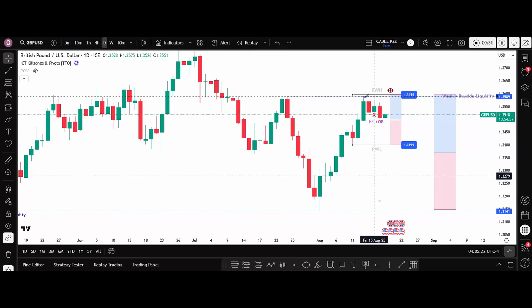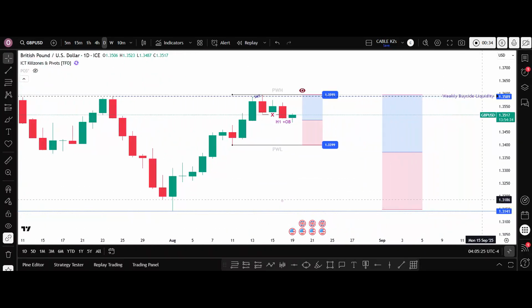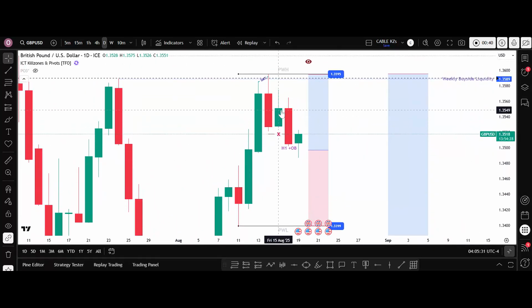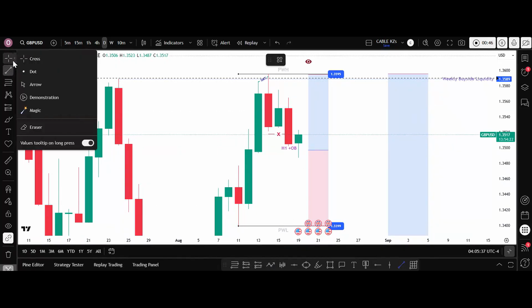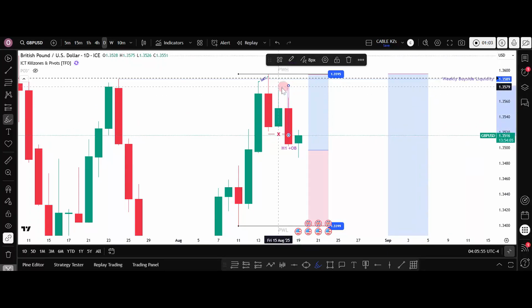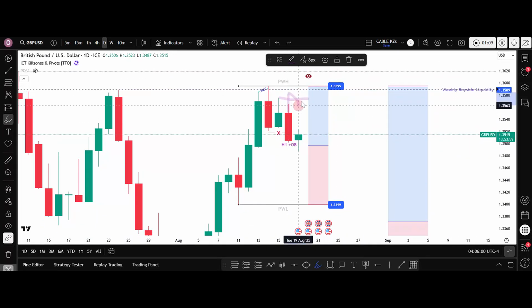Yesterday when I was doing my analysis, I wanted price to retrace back to around these areas where the SMT is, and take out the previous high. I was expecting price, this was Monday yesterday, to come close above that high, and then maybe take out the previous week's high before coming down.